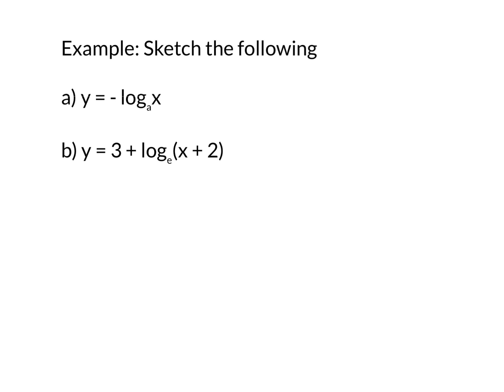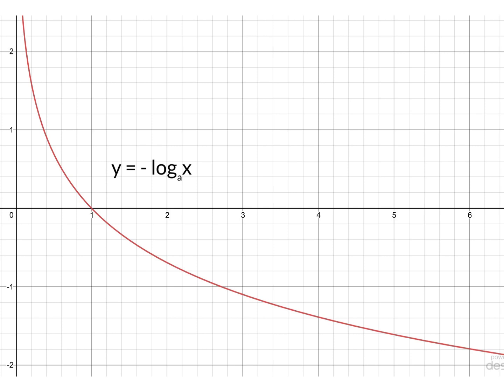We're going to look at two examples: the negative of a log function, and then a second one, which is 3 plus log base e of (x + 2). The negative with the log flips it over the x-axis. So you can see that it still approaches the y-axis, but instead of approaching the negative y values, it approaches the positive y values.